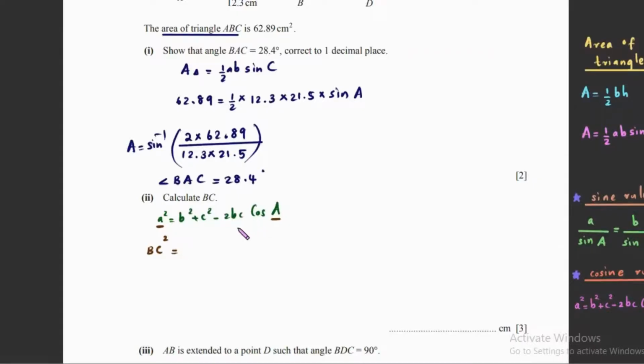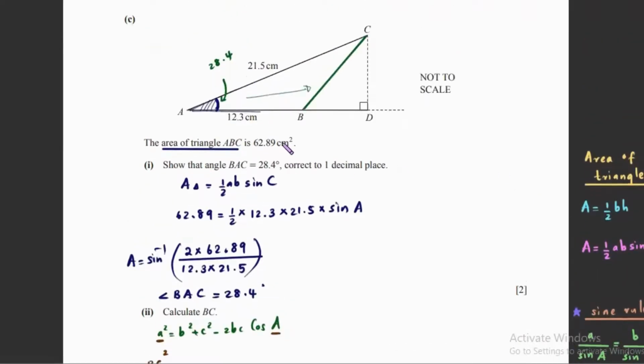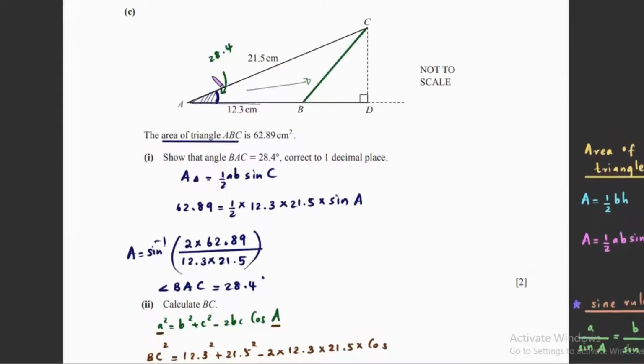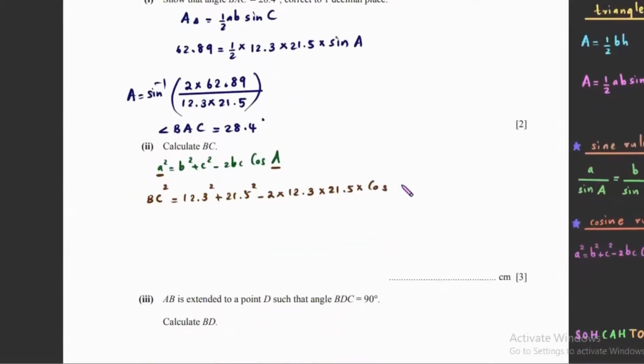So to find what BC squared is, b and c should be squared. That is going to be the two sides, which is this 12.3 and 21.5. So I'll write it as 12.3 squared plus 21.5 squared minus 2 times b times c, that is 12.3 times 21.5 times cos of A. So A is the angle, so that is going to be this 28.4. We have already calculated that. So this will give us what BC squared is. But if I'm to find what BC is, then I need to square root this answer that I get here.